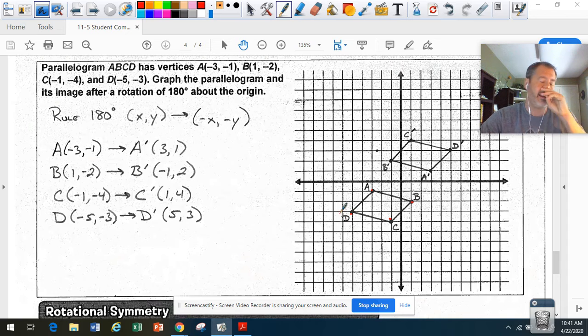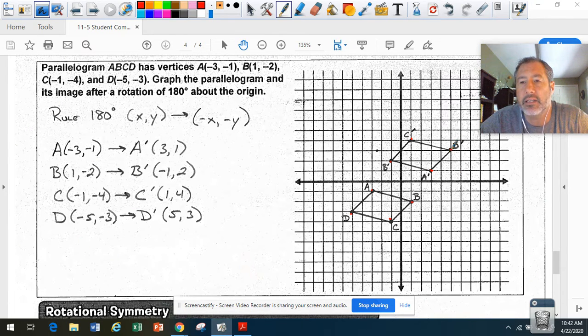Now, our 180-degree rotation basically states, hey, keep the X and Y the same, but do the opposite. So we know that A is -3, -1. So A prime is going to be the opposite of each one of those. That's going to be 3, 1. So here is 3, 1 here at A prime. B is 1, -2. 1, -2 is going to be the opposite of each of that. It's going to be -1, +2. So here is your B prime right here. C is -1, -4. Do the opposite of that. It's going to be 1, 4. There we go there. And D, do the opposite of -5, -3, which is going to be +5, +3.